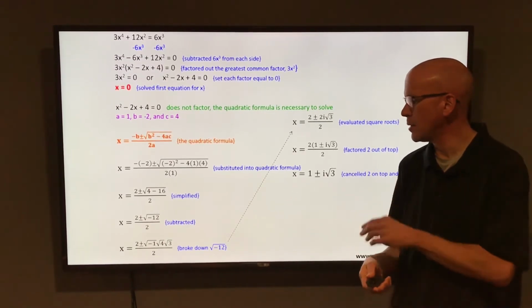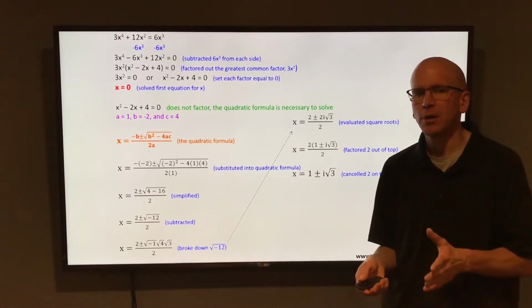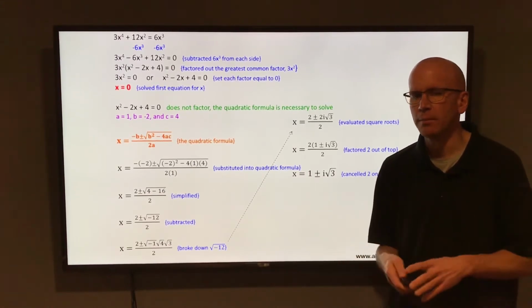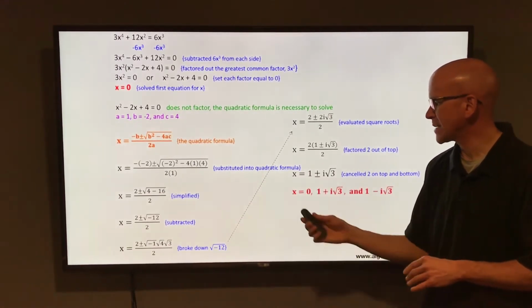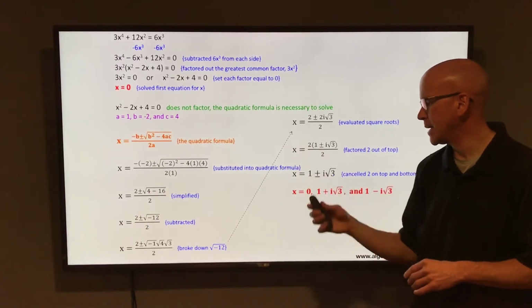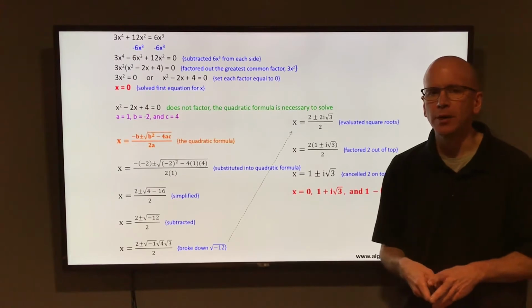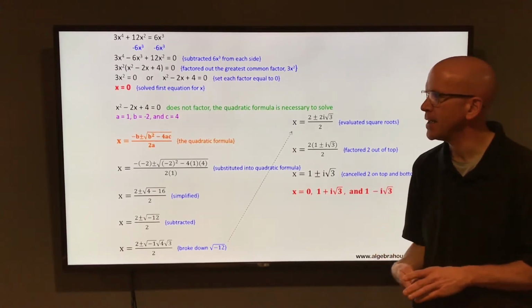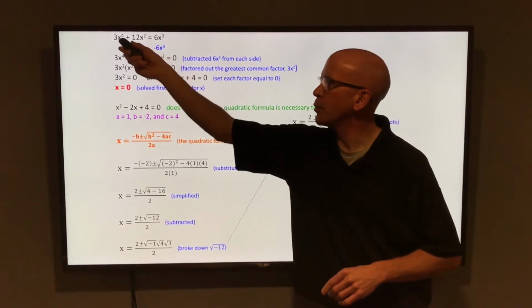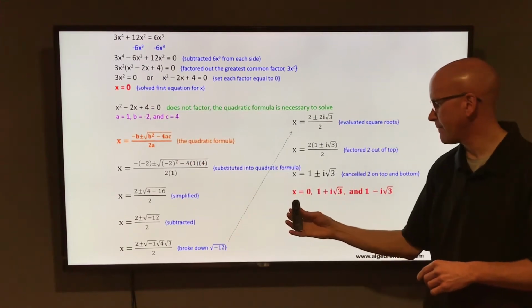So you have two imaginary solutions there: 1 plus i square root of 3, and also 1 minus i square root of 3. So x equals 0, that's what we got at the beginning, 1 plus i square root of 3, and 1 minus i square root of 3. But you might question that. Say, hey, what about the degree? The degree is 4. You should be getting 4 solutions.